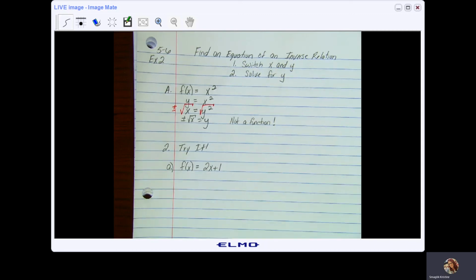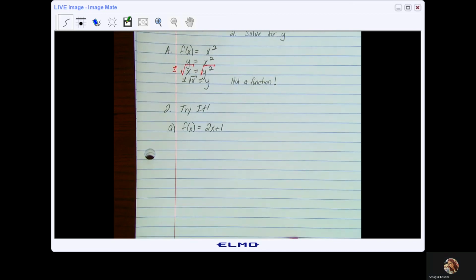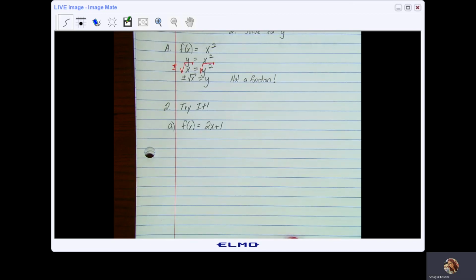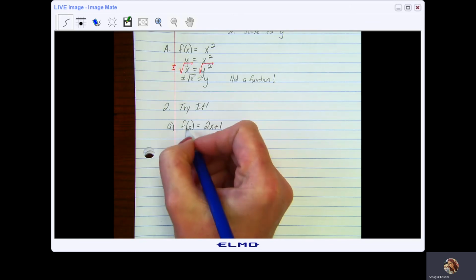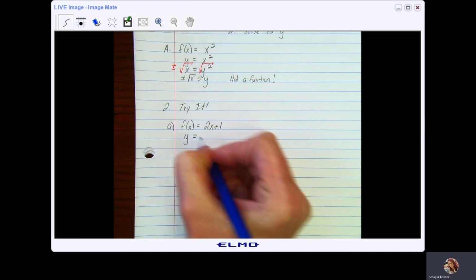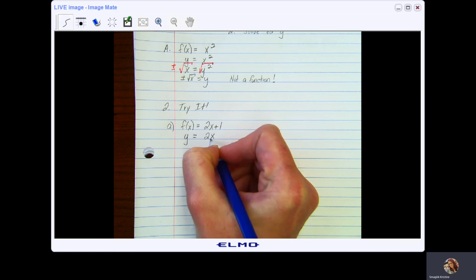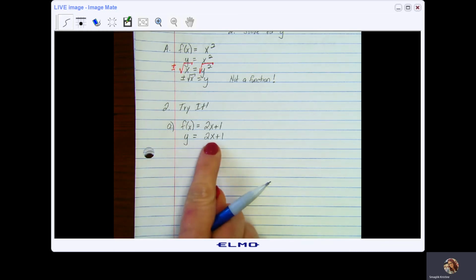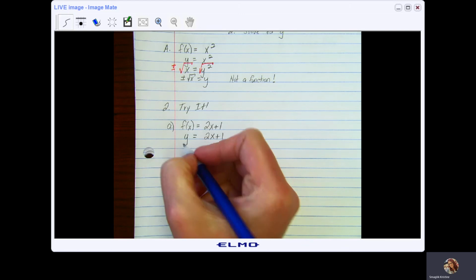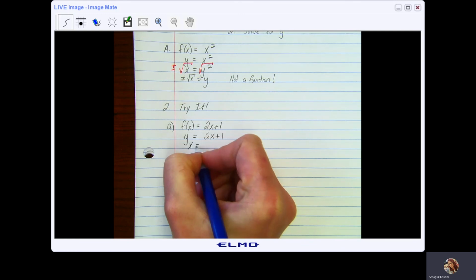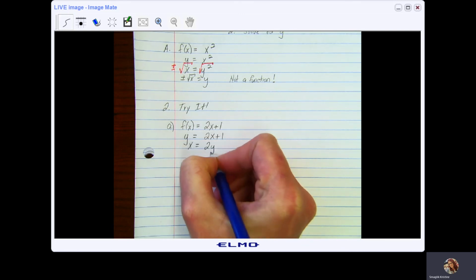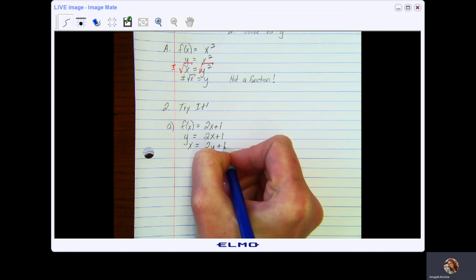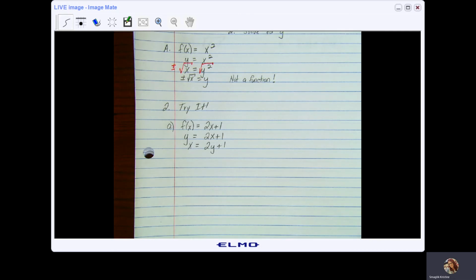Number 2, try it. f of x equals 2x plus 1. So again, I'm going to write this as y equals 2x plus 1. And now I'm going to switch my variables. This is now x equals 2y plus 1. And now let's solve for y.